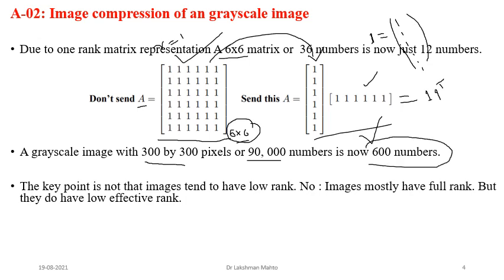The same thing we can say that an image is always in gray. If you are taking a grayscale image, that means a black and white image, then that is always a matrix, and that matrix we can represent by just the outer product of two vectors, and that's why it is taking very less space. So the key point is not that images tend to have low rank. No, images mostly have full rank.